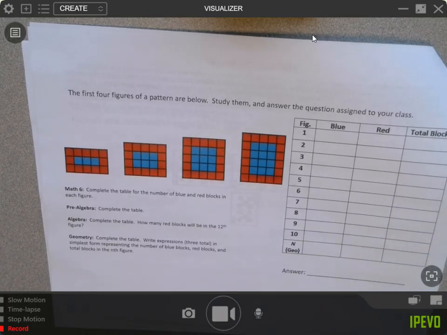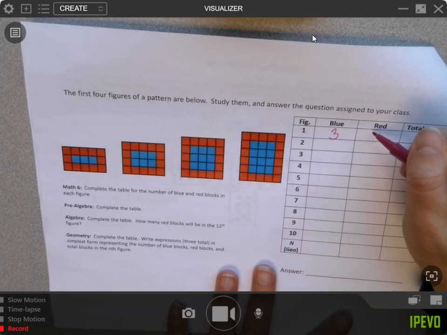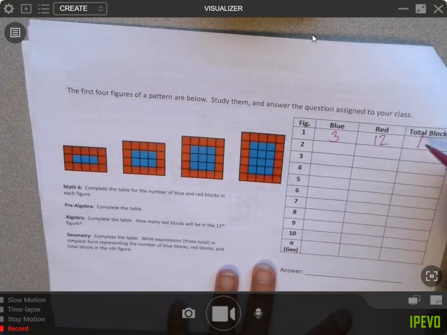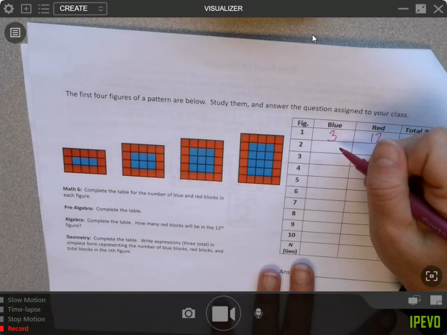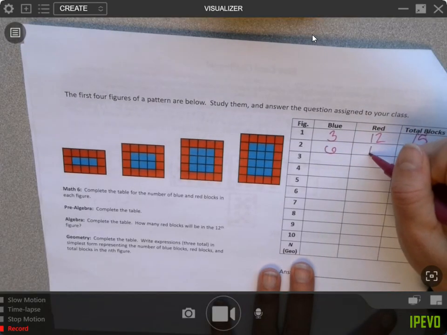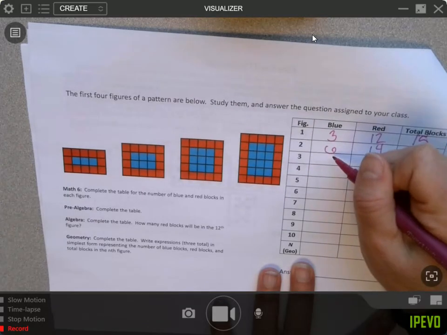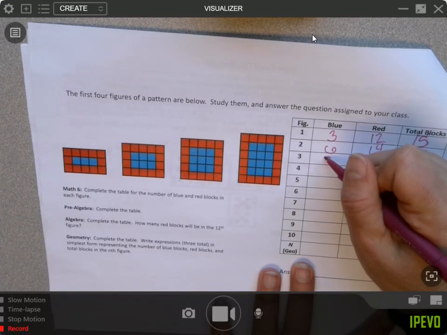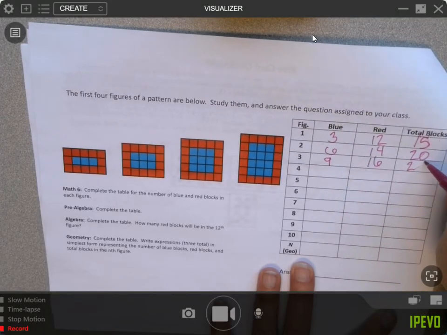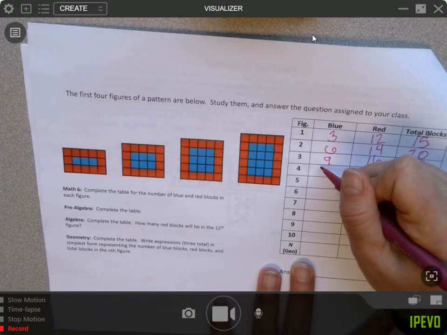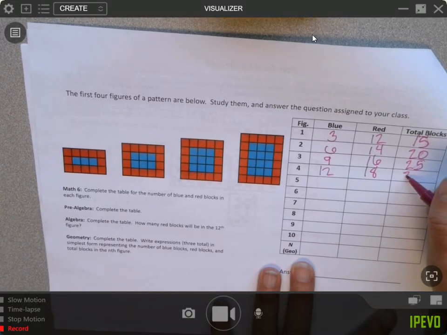In figure 1, there were 3 blue and 12 red, which gives us 15 total. Figure 2, there are 6 blue and 14 red, which gives us 20. Figure 3, there are 9 blue, 16 red, which gives us 25. And figure 4, there are 12 blue, 18 red, which gives us 30.